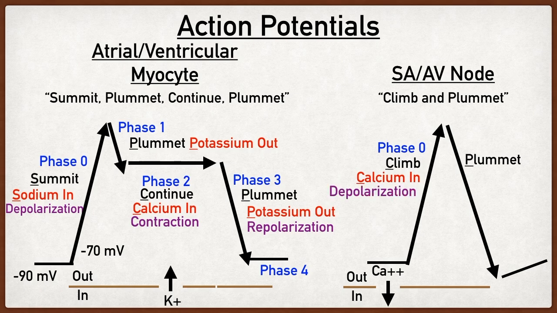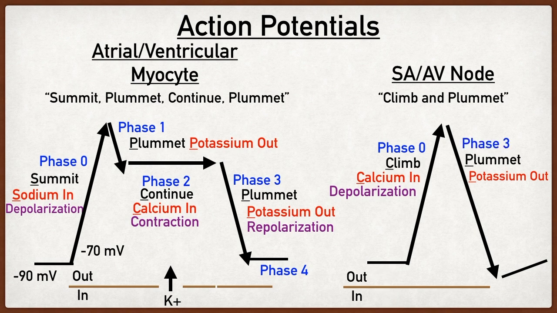Then we move on to the plummet phase. The plummet phase of pacemaker cells is very similar to that of non-pacemaker cells. We know that plummet starts with P, so it's going to involve potassium. And again, if the cell is becoming more negative and plummeting, is potassium moving in the cell or out of the cell? It's going to be exiting the cell. And that's exactly what occurs during phase 3 of the pacemaker cells.